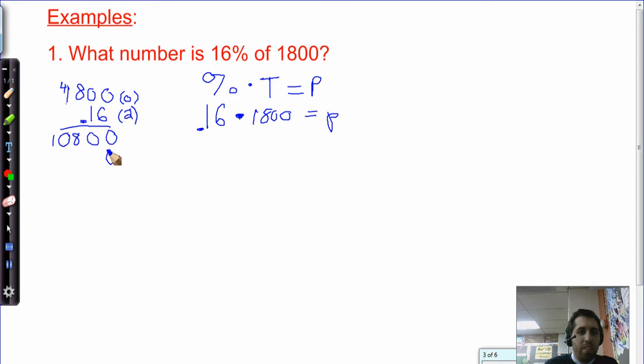Now we need a placeholder 0. Then 1 times 0 is 0. 1 times 0 is 0. 1 times 8 is 8. And 1 times this 1, I know it got kind of messy, is 1. Now we need to add. What are we going to get?